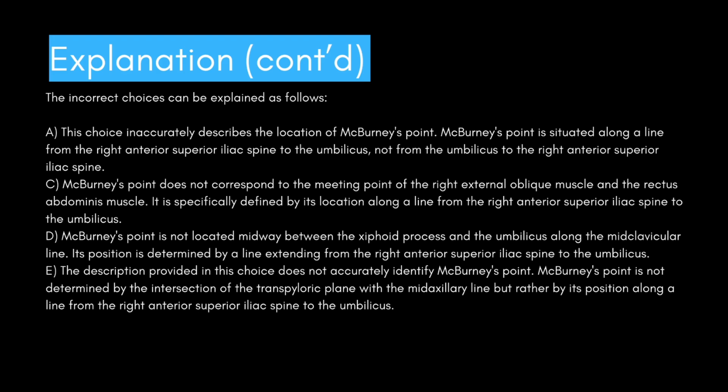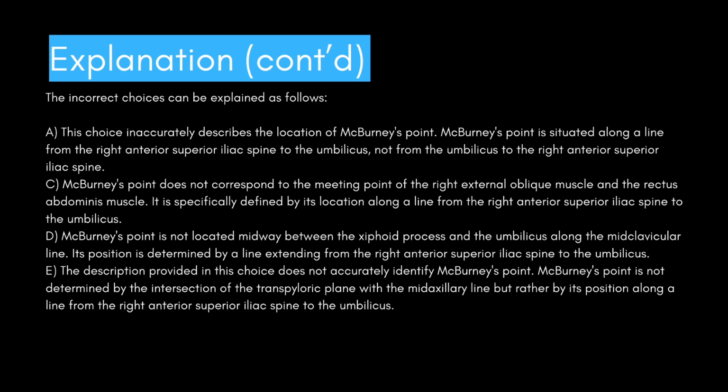McBurney's point does not correspond to the meeting point of the right external oblique muscle and the rectus abdominis muscle. It is specifically defined by its location along a line from the right anterior superior iliac spine to the umbilicus. McBurney's point is not located midway between the xiphoid process and the umbilicus along the midclavicular line. Its position is determined by a line extending from the right anterior superior iliac spine to the umbilicus.